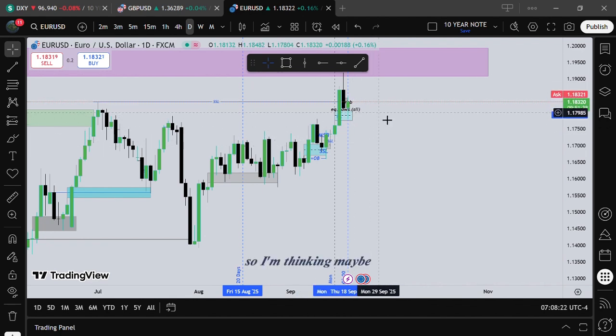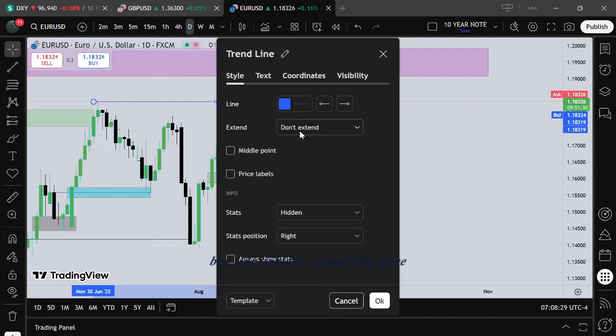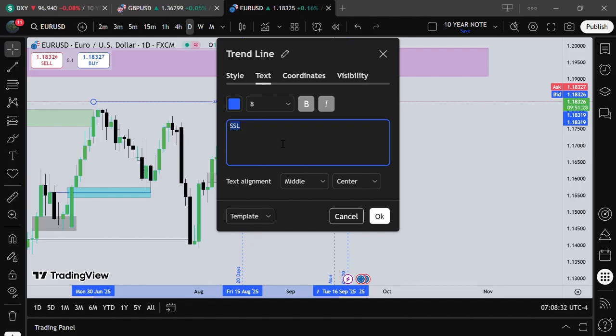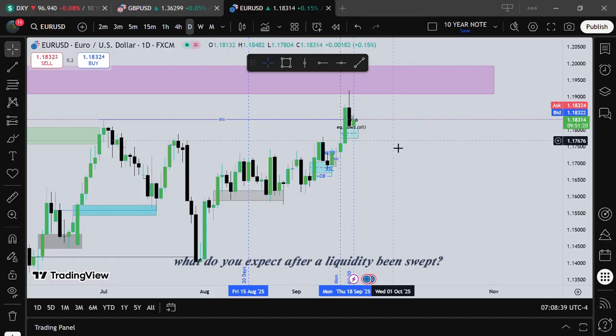So I'm thinking maybe the market just took out a buy side liquidity around this place. So the market took out the buy side liquidity on the daily time frame. What do you expect after a liquidity being swept? A retracement or a reversal or anything, you need to expect a reaction.